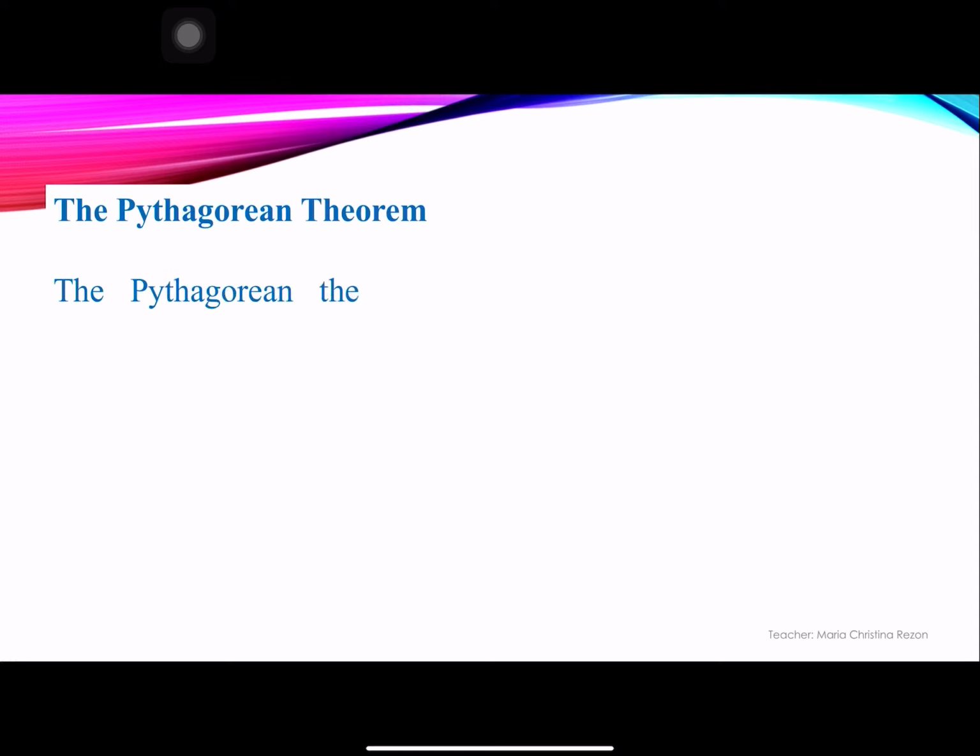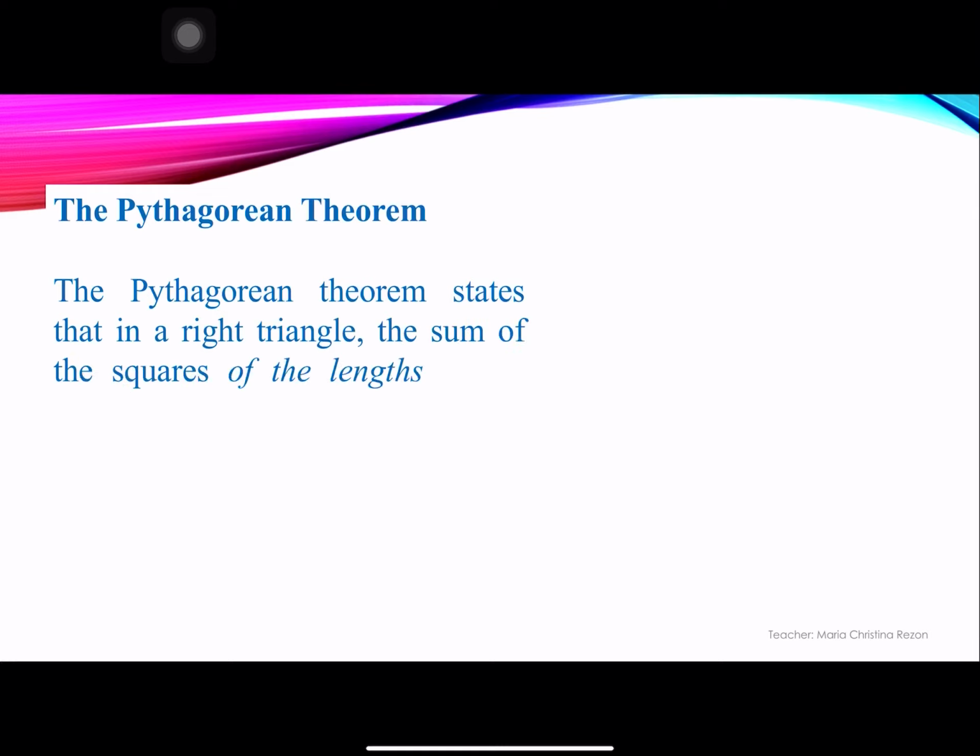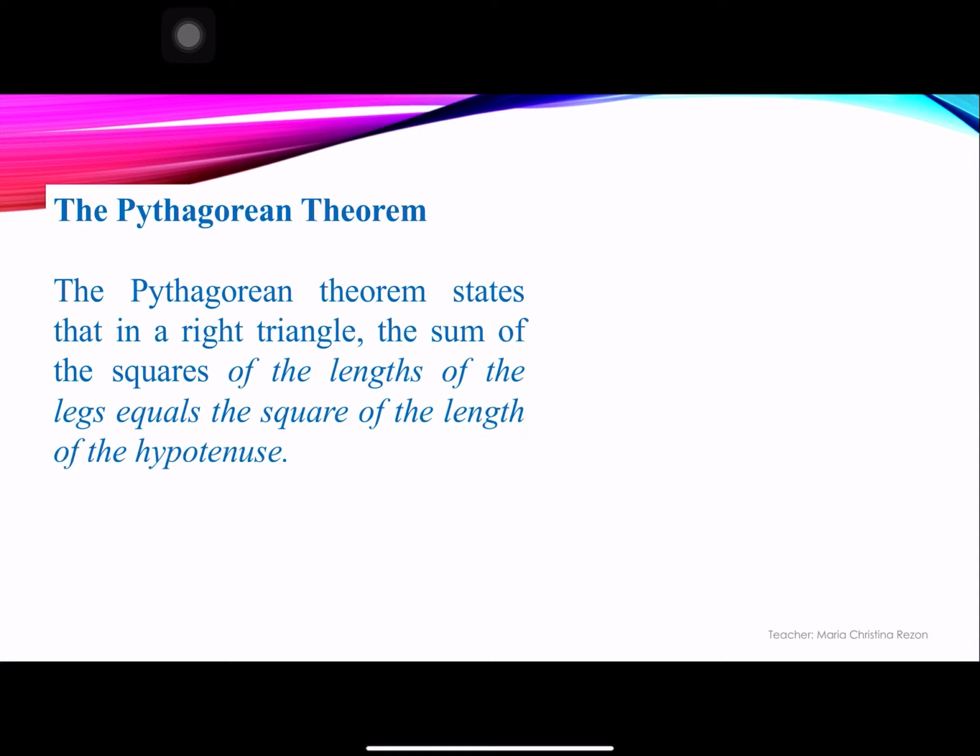Then let's have the theorem of Pythagoras, or the Pythagorean theorem. This theorem states that in a right triangle, the sum of the squares of the length of the legs is equal to the square of its hypotenuse.